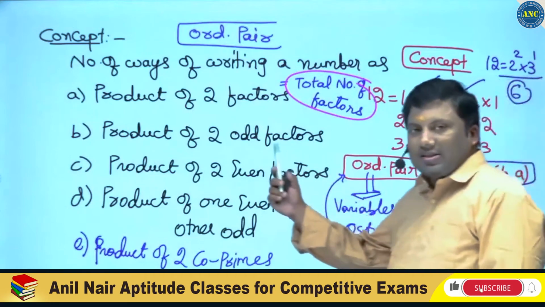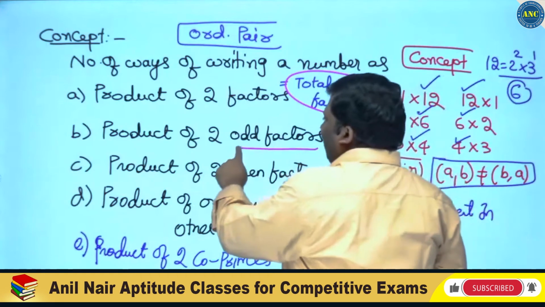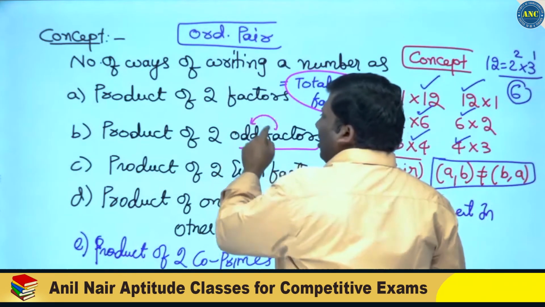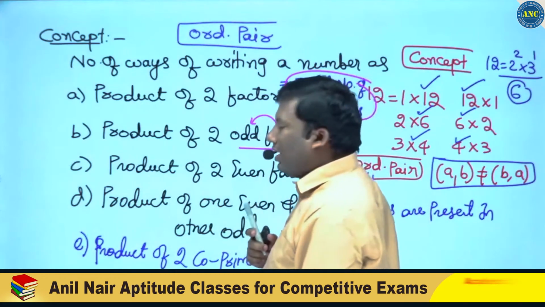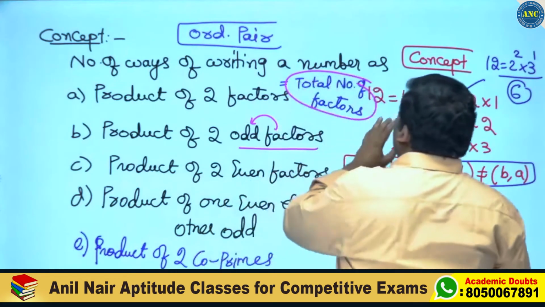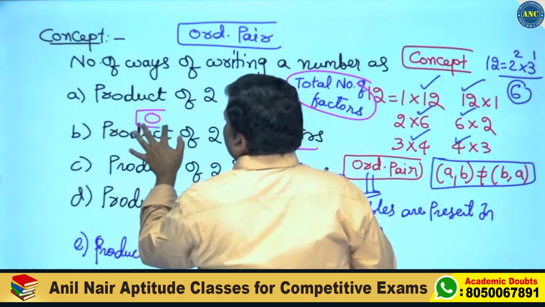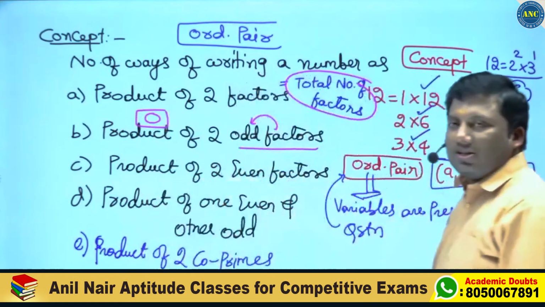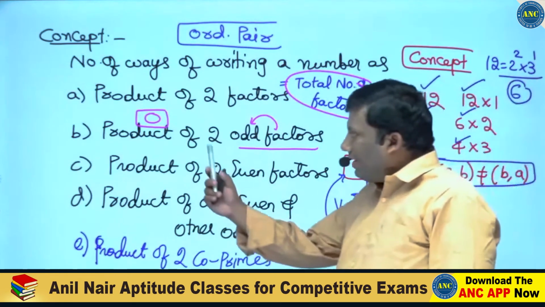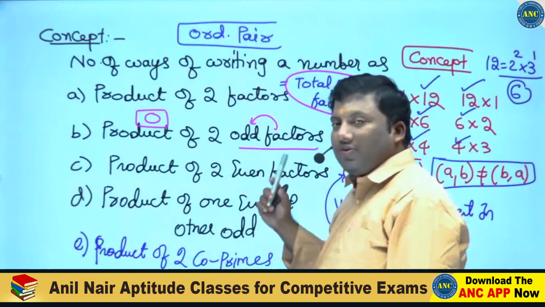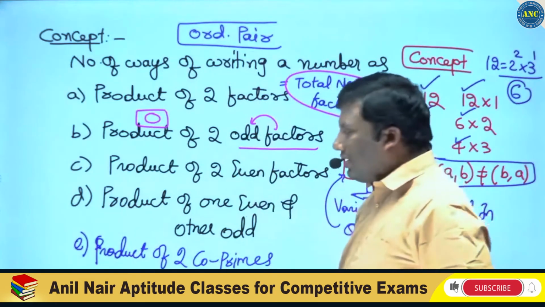See the second case, product of two odd factors. What do you mean by an odd factor? A factor which is an odd number. Odd number into odd number. What is odd number into odd number? Odd number. If the given number is an even number, then this answer is 0. Are you all with me? I hope the idea is clear. Odd into odd, it will be odd. But if the given number is an even number, the second answer is 0.